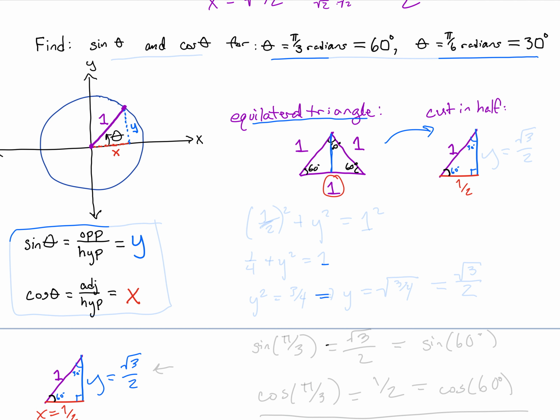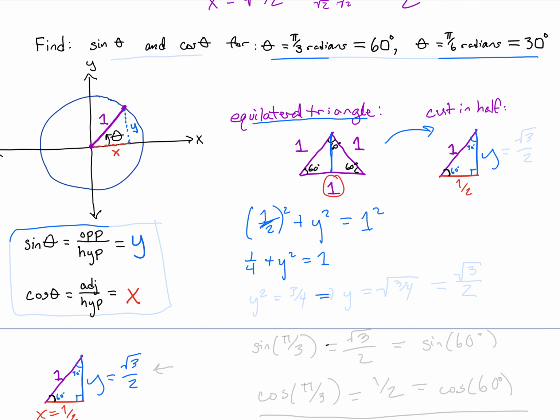What about the other side length? We'll call that other side length y, the height of the triangle. So now by the Pythagorean theorem, we know that 1/2 squared plus y squared is equal to 1 squared. That's the Pythagorean theorem. And so 1/4 plus y squared equals 1.